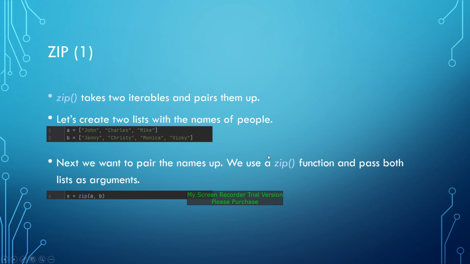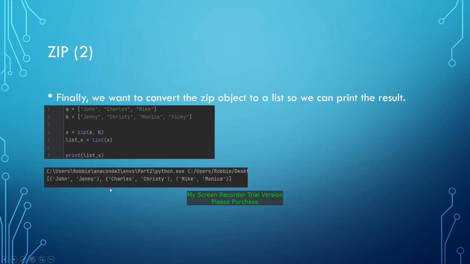Okay, so we want to pair the names up, so we use a zip function and pass both lists as arguments. So we have a list A and a list B. A is the guys, B is the girls. Then we create a new list X. X will be the pairs. So then we say zip, and we pass in list A and list B. So we pass in two separate items. A being the men, B being the women, and we pair them up.